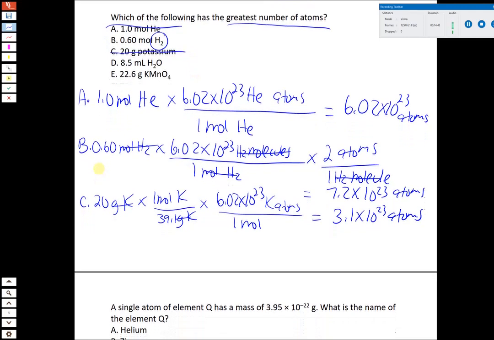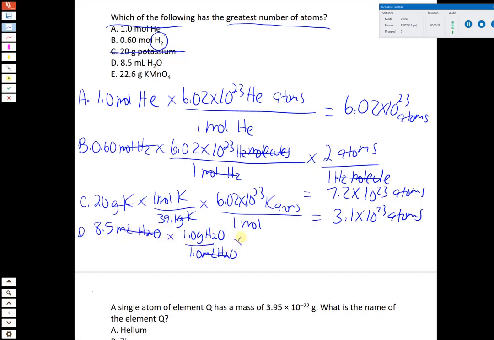So choice D now is 8.5 milliliters of H2O. This has a concept that we haven't really covered yet, but I believe it was in the review chapter, so you were more or less expected to know this already. If we have milliliters of water, remember that we can go between volume and mass by using density, and the density of water is 1. That's the only density you'll ever have to memorize, is just the density of water, which is 1. So if we want to go from milliliters to grams, we use 1 gram of water is 1 milliliter. So that doesn't change the quantity at all, it just changes the units.